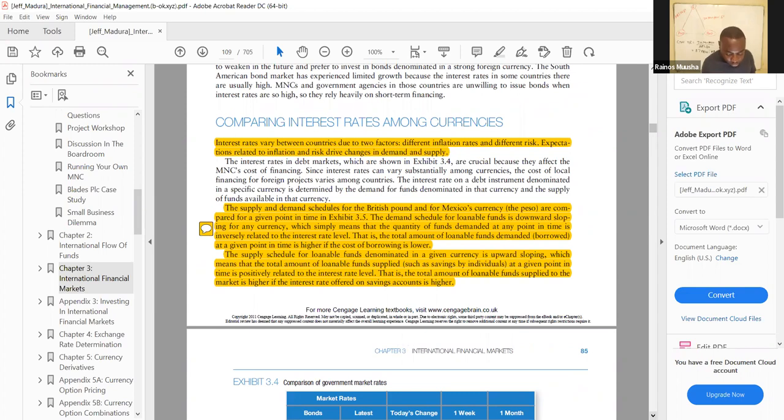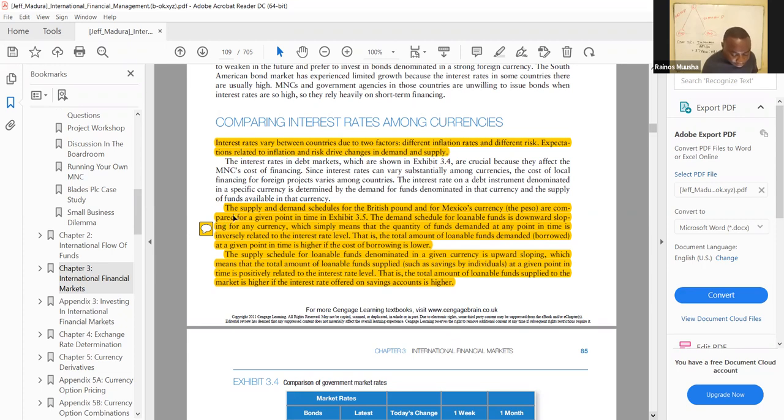The next section that we're going to be looking at quickly is the comparing interest rates among currencies. Although we're going to look at it, we're not going to go through too much in detail when we come to this section. You just need to know the theory sections of this. So here they say interest rates vary between countries due to 2 factors: different inflation rates and different risk. So expectations related to inflation and risk derive changes in the demand and supply.